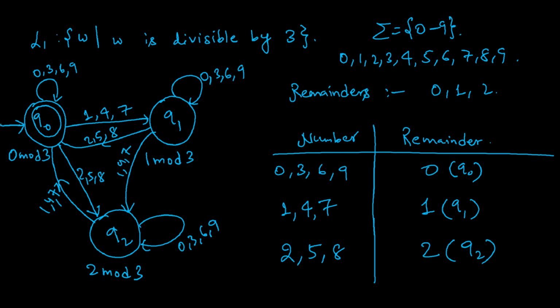When you are at Q2, the remainder is 2. And if the next symbol is 2 or 5 or 8, the remainder is 2, and 2 plus 2 will be 4. So the remainder will become 1. So on 2 or 5 or 8, you should go to Q1.